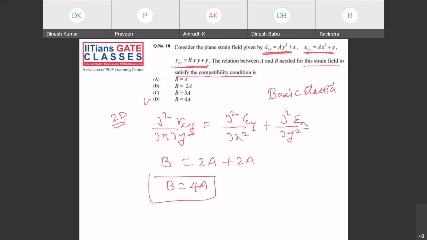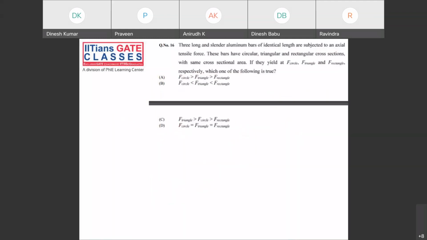And in GATE 2020, there are many questions from basic elasticity. So these are the two questions among those two. Okay, so let's see the next question.